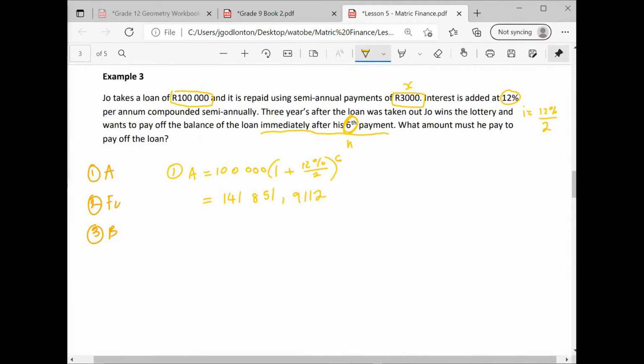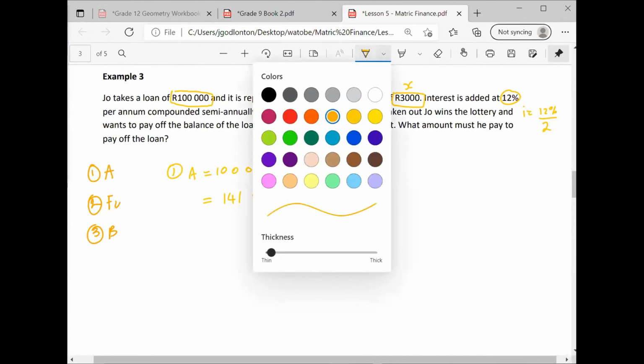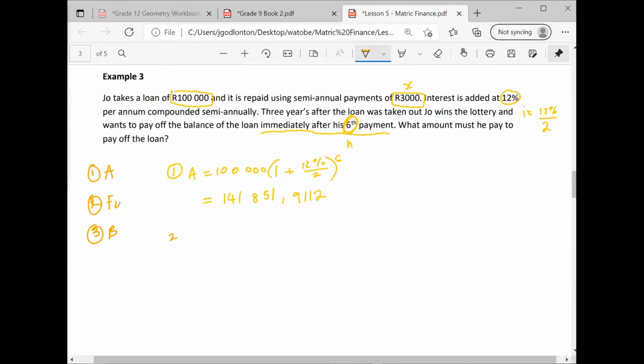Okay. Oh, we're seeing different answers. Thank you for putting your answers in the comments, guys. All right, let's have a look at the second part. So that's the first part. Second part is we want to put this in our future value formula. We have 3,000 Rand.